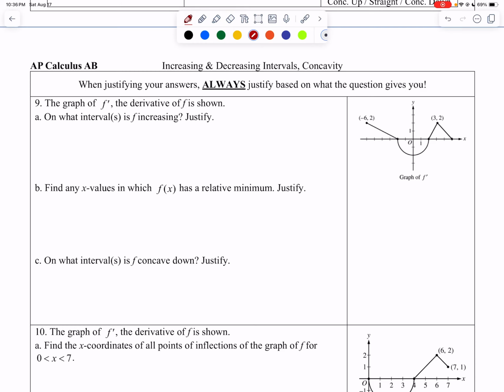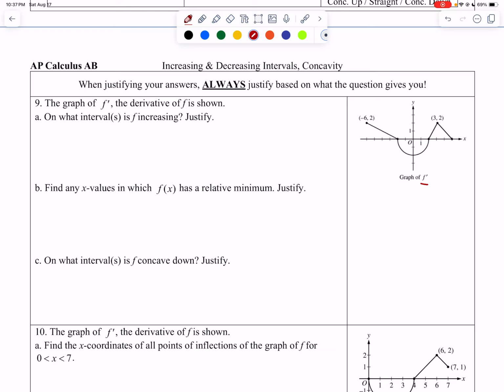Alrighty, in this video we are going to be talking about justification in terms of increasing and decreasing intervals on the AP exam. Now, whenever we're justifying our answers, we always want to make sure that it's always related back to whatever they give you. So in this case, for number 9, they give us a graph of f prime. Because they give us a graph of f prime, our justification will always be in terms of, you guessed it, f prime. So for part A, we want to see where f is increasing.